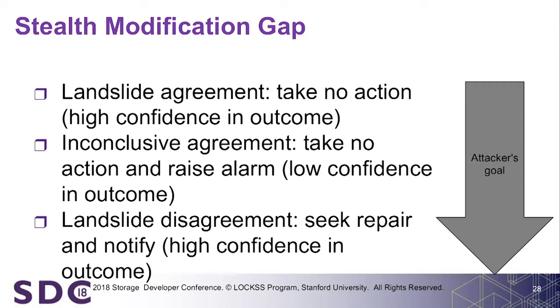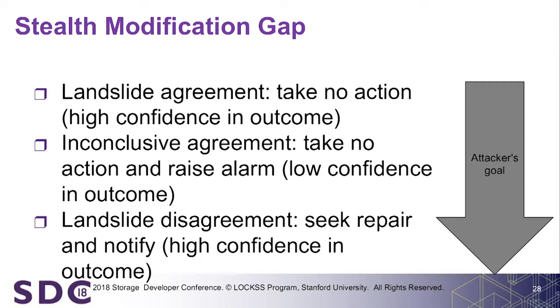And landslide disagreement is when you seek a repair, and you also notify the user, so that if you got a repair that was actually fraudulent, someone is trying to convince you, repair for me, get this piece of content for me, you still notify that you have repaired so that you could detect that, well, it wasn't supposed to repair, it was working just fine, so what happened here? And you have a high confidence in that outcome.